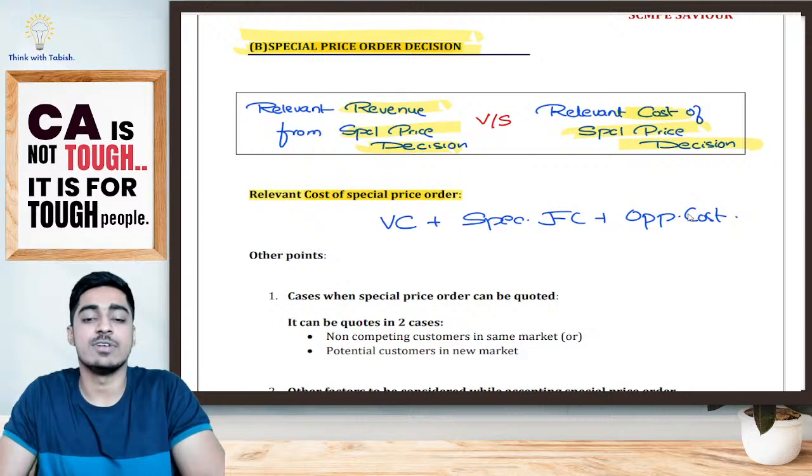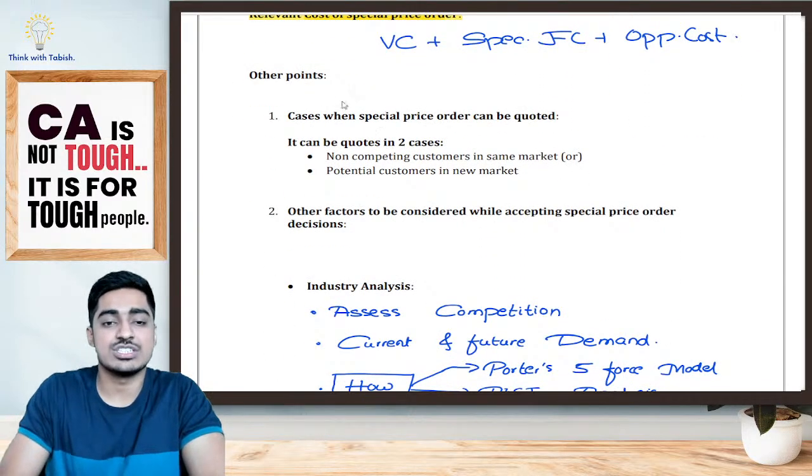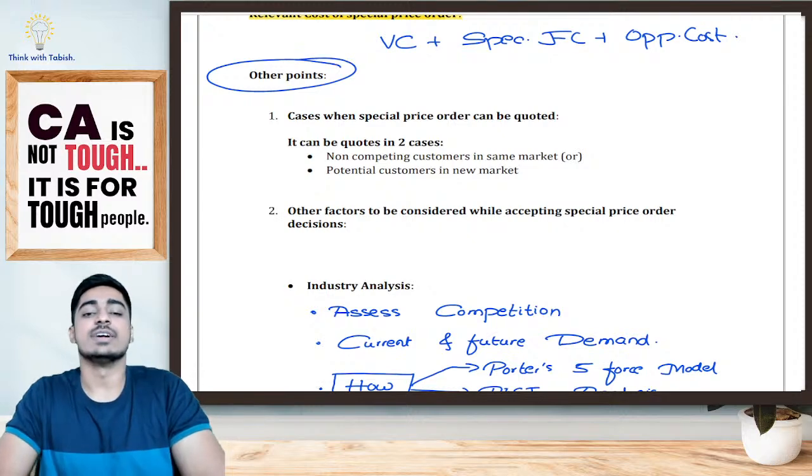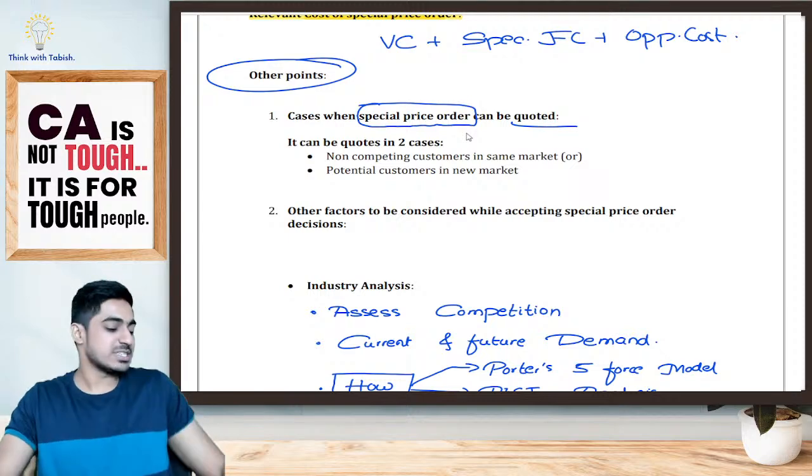So based on that, we will be taking a decision. Now, some other points which have to be kept in mind. Firstly, what are all the cases wherein a special price order can be quoted? When all can we take a special price order?